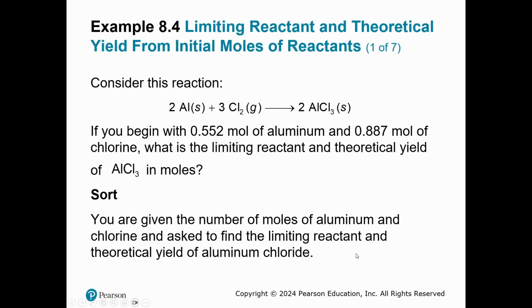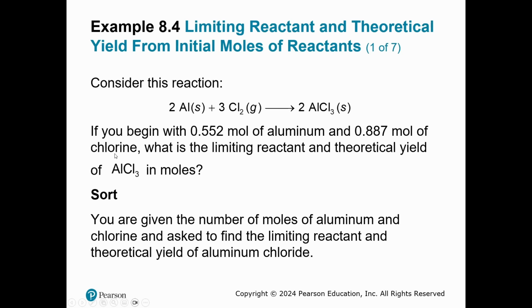The next type of problem that's very similar to this is the limiting reactant problem. So we have a couple different terms that we're going to throw up in here. We have a theoretical yield. The theoretical yield is just what we're calculating on paper. The limiting reactant is when we have more than one given piece of information. So in here we have 2 pieces of given information, 0.552 moles of aluminum and 0.887 moles of chlorine. One of those is going to be more than the other.